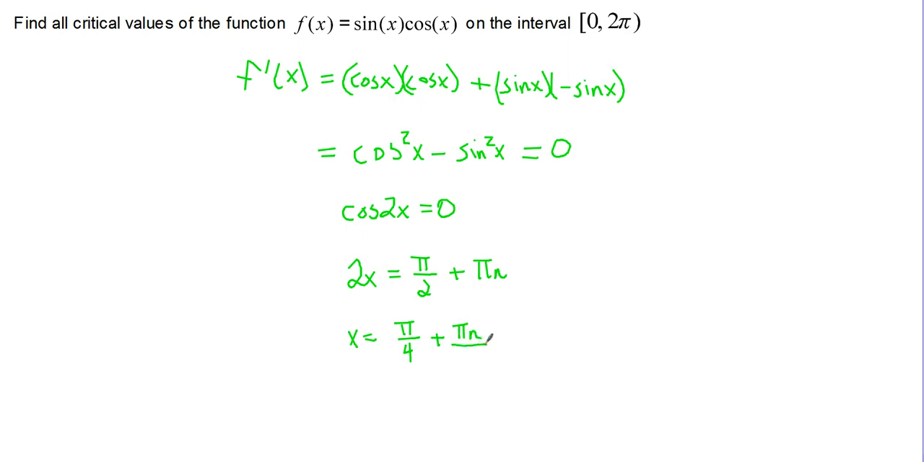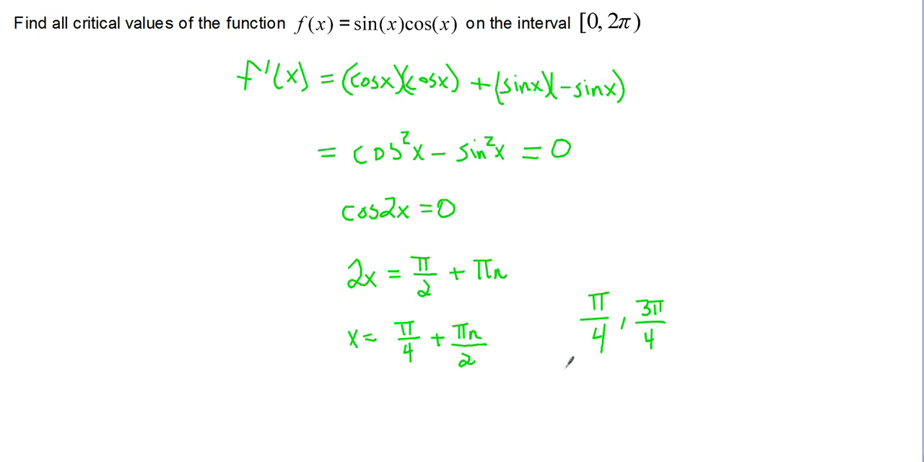Now all we have to do is plug in values of n starting at 0 until the numbers that we get for x are outside of our range of values that we are looking for the critical values from 0 to 2 pi. So when n is 0, pi over 2 times 0 is 0, and we just get pi over 4. When n is 1, we have pi over 4 plus pi over 2, which is 3 pi over 4.